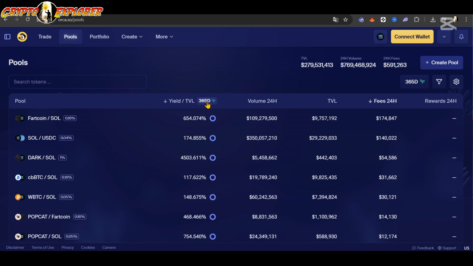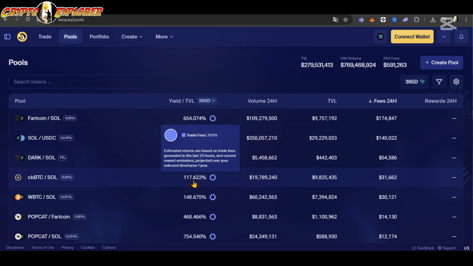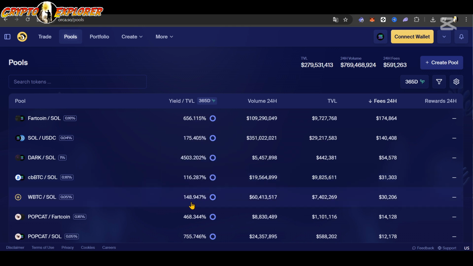This one is for 365 days. It might be misleading just because of the nature, the volatility, of crypto markets. Based on the performance of the past 24 hours, if that performance keeps up, you would be expecting after one whole year your position to have grown 148% or 117%. And that would be awesome. I mean, we're talking about cheap assets here.